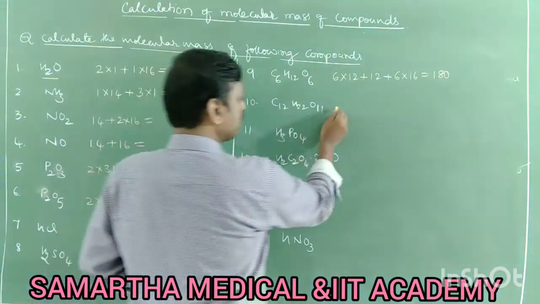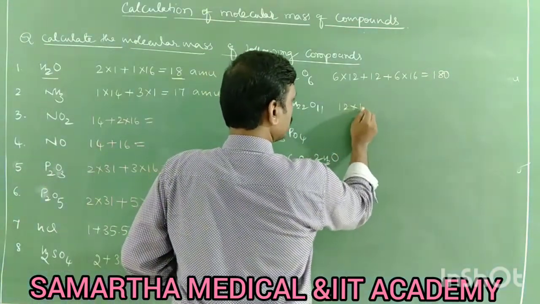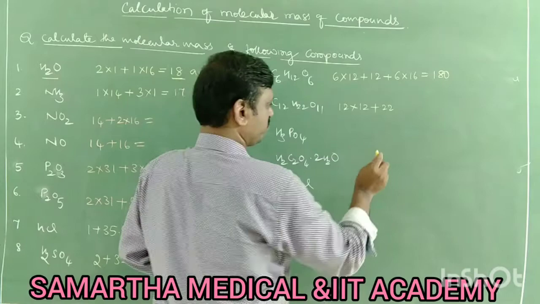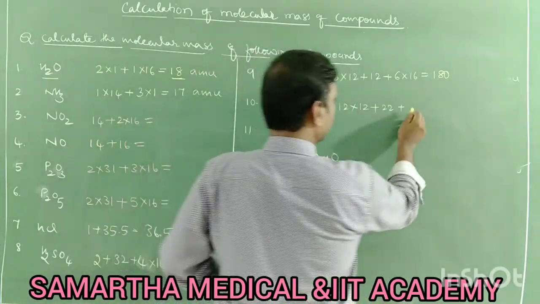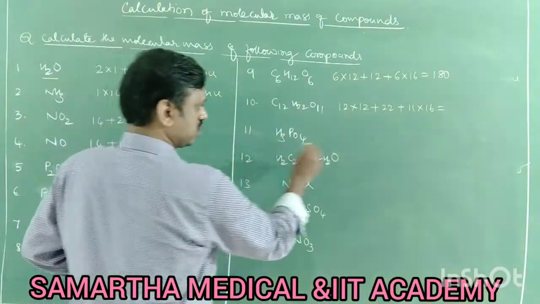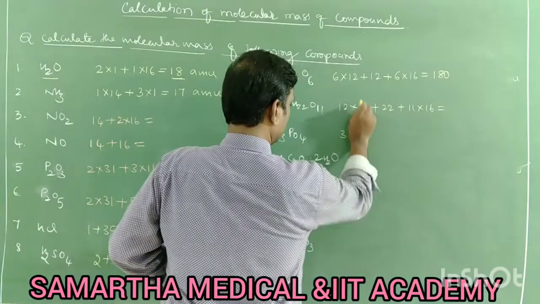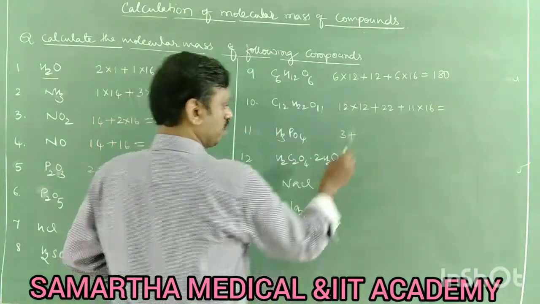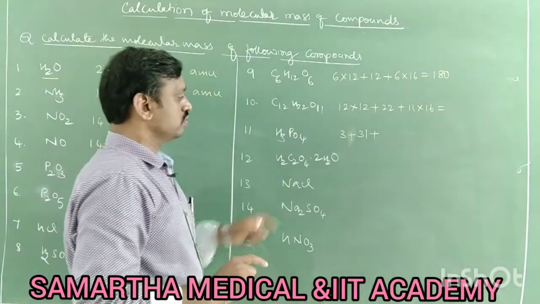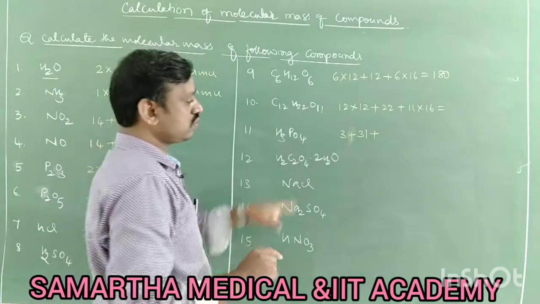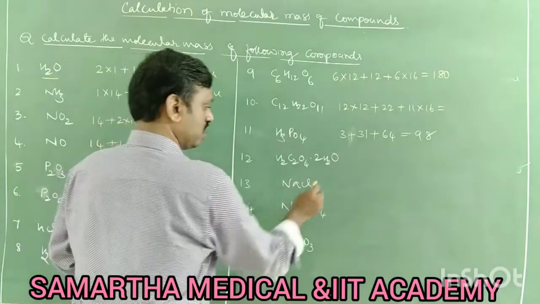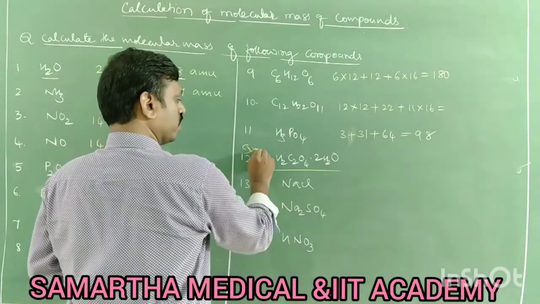Okay. Next here it is 12 carbon into each carbon 12. 22 hydrogen, 11 oxygen, 11 into 16. Calculate. Next here it is 3 hydrogen, 3 into 1, I'll write 3. Phosphorus 31. There are 4 oxygen, 1 oxygen 16, 4 oxygen 64. You get 98.